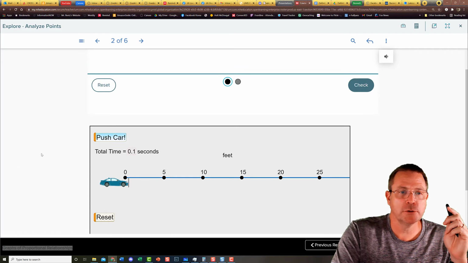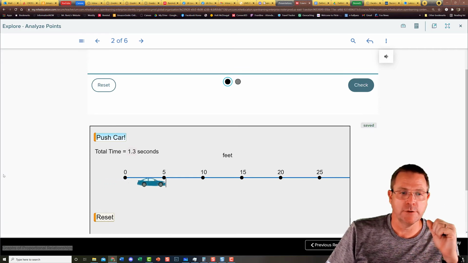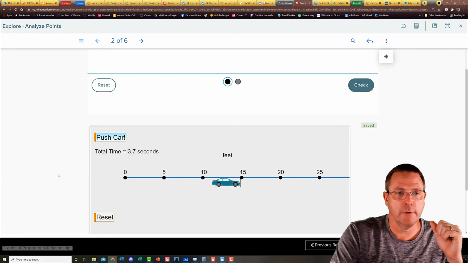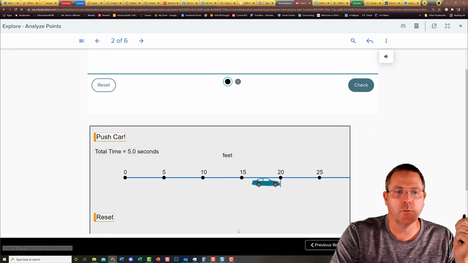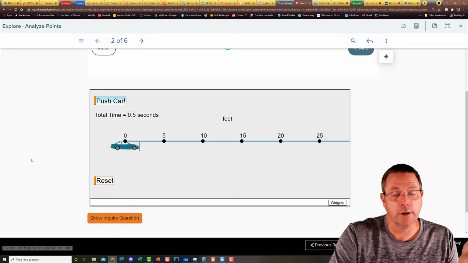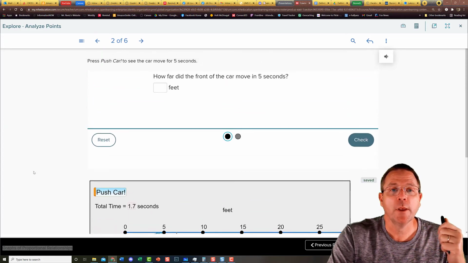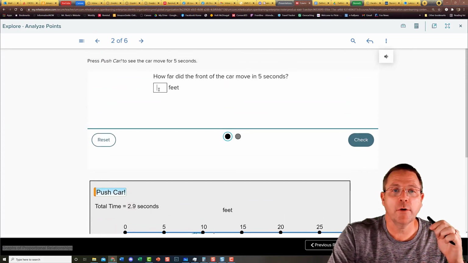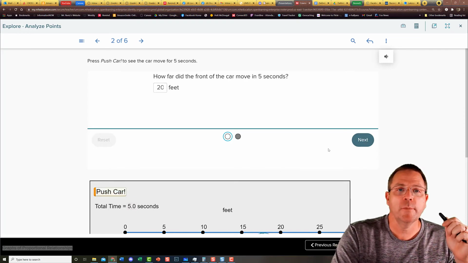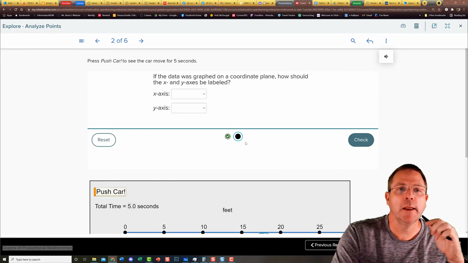So push the car. Oh, well, isn't that just as cute as it can be? And it's moving all kinds of feet. And how far is it going to go in 5 seconds? Boom, it went 20 feet in 5 seconds. If you were just really excited by that, you could reset it and push the car again, but I kind of get bored with that. So how far did the car go in 5 seconds? It went 20 feet. Check our answer. And that checked good.